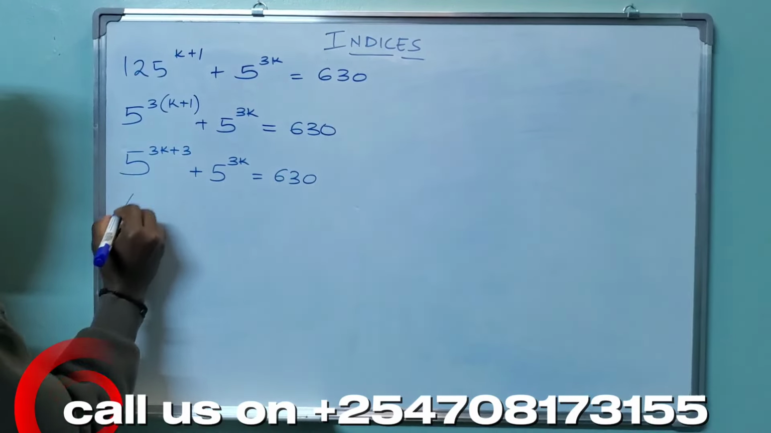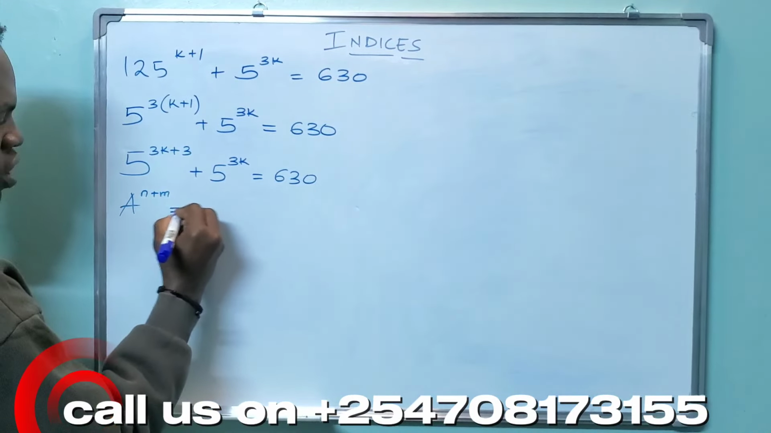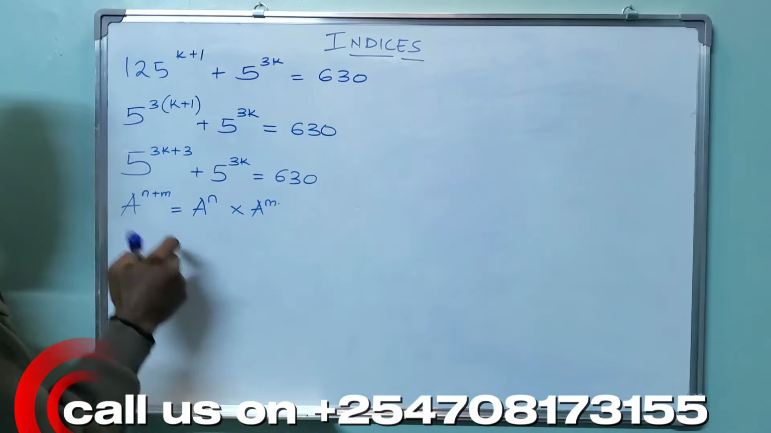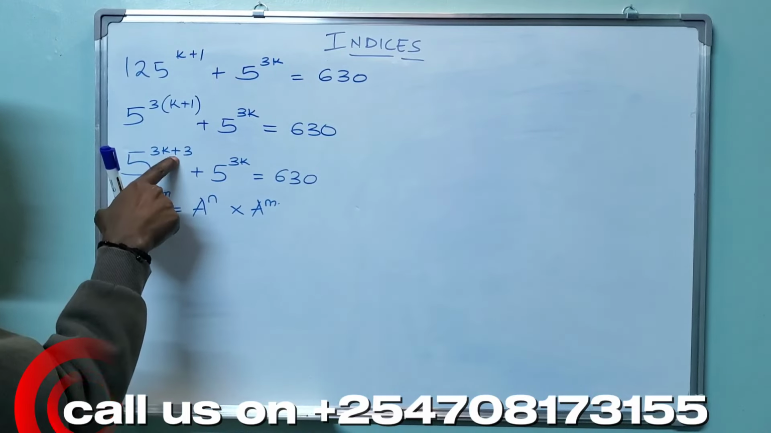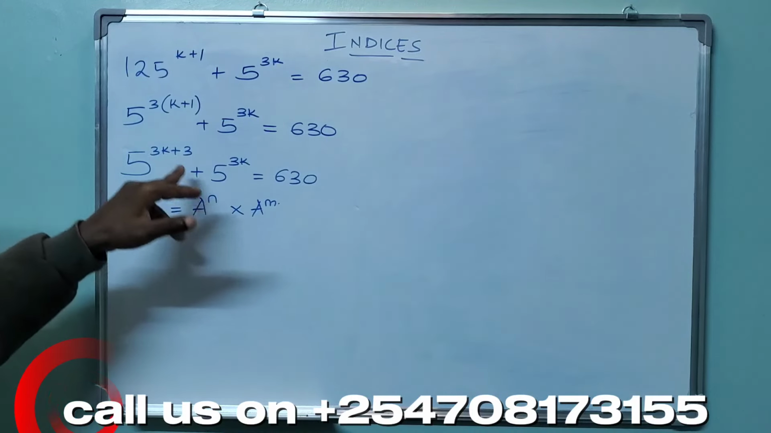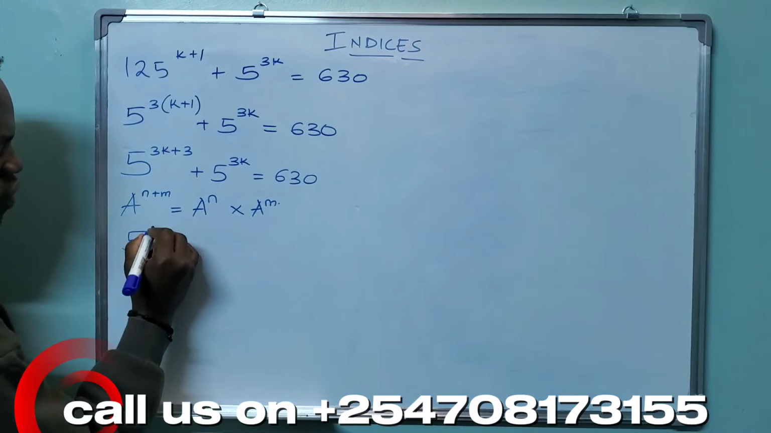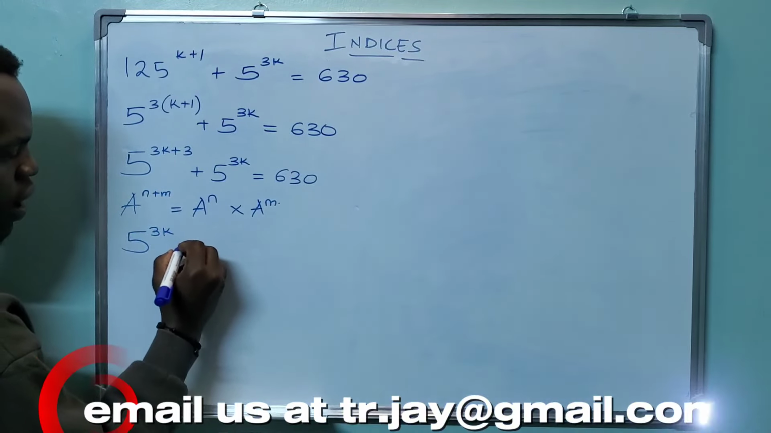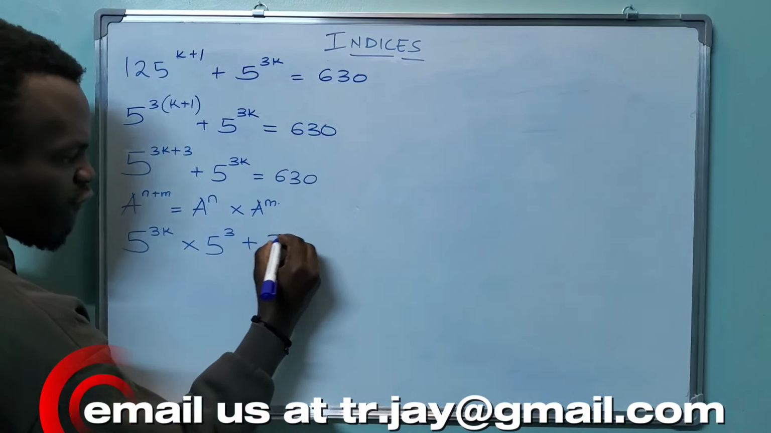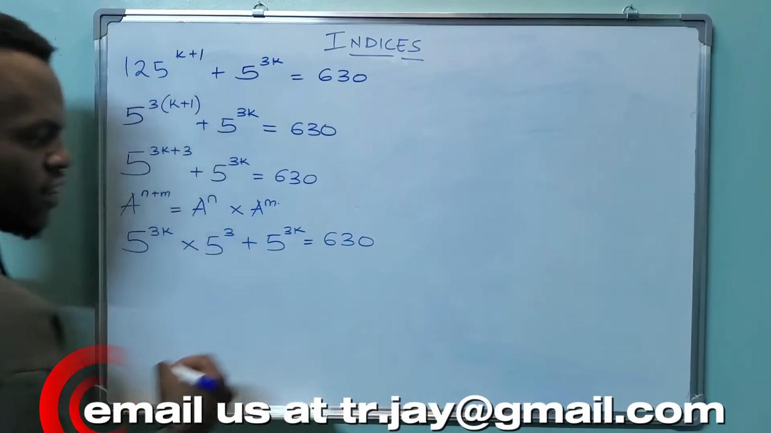Remember, I said we are going to split it using that rule, that is a raised to power n plus m is going to be equals to a raised to power n multiplied by a raised to power m. It doesn't have to be a plus and a multiplication. Sometimes when here it is a minus, you are going to separate them using a division. So we are using the multiplication because here it is an addition. So I'm going to have here 5 raised to power 3k multiplied by 5 raised to power 3 plus 5 raised to power 3k being equals to 630.